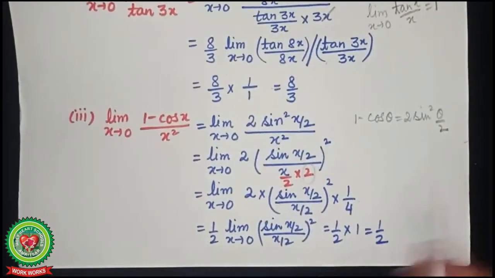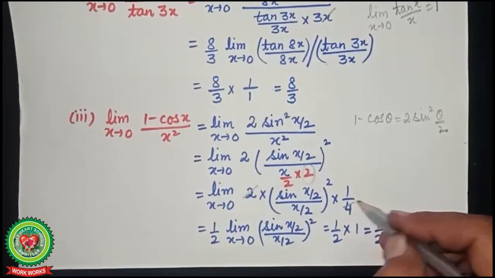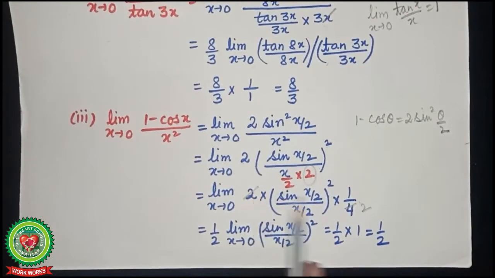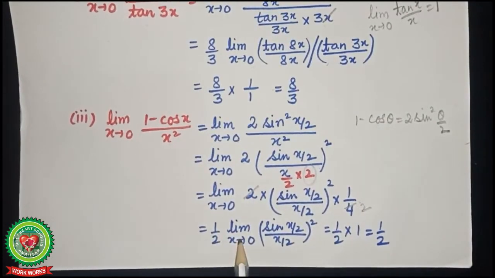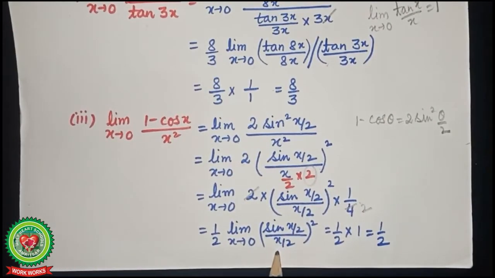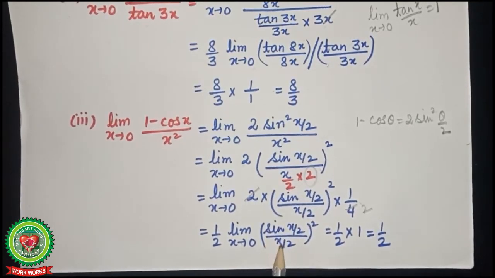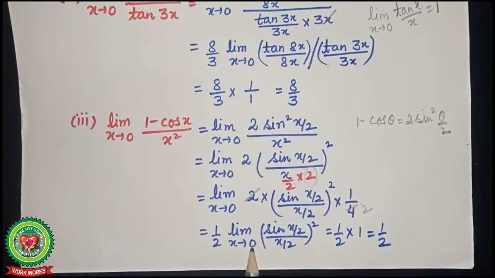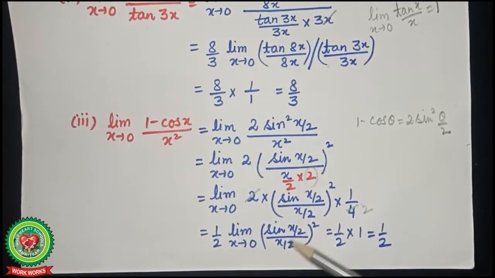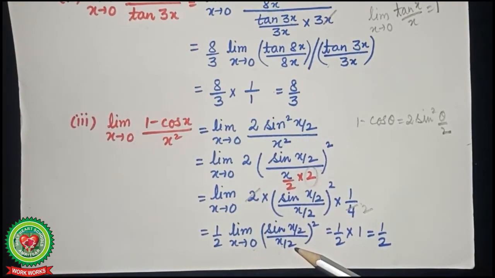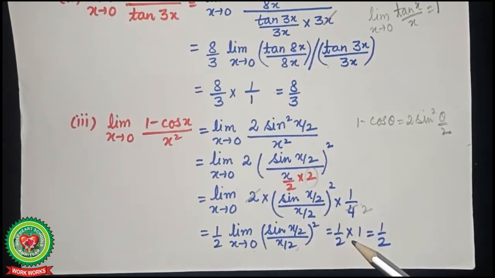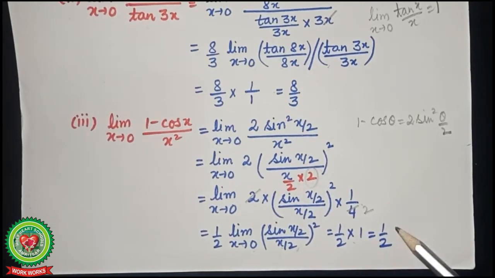Now here cutting is possible. So 1 by 2 limit of sin(x/2) upon (x/2) whole square is here. Here we can apply the limit. So its value is 1 because x is approaching 0, and the angle and the denominator are the same. So 1 by 2 into 1, and the answer is 1 by 2.